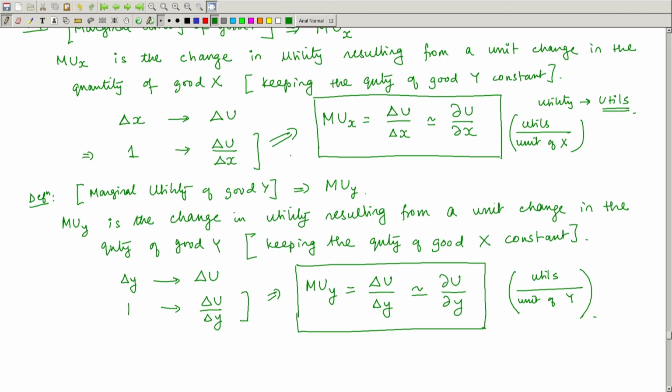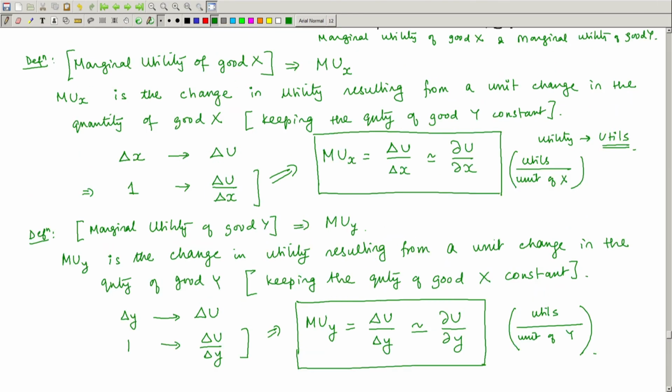So, there are two very important definitions which are listed here. I will give you examples and we will compute mux and muy, but we will do that a little later. But for the moment, keep in mind that to derive the slope of an indifference curve at a point, I need to define these two terms mux and muy. These are two very important marginal terms. Marginal utility of good x talks about a change in utility resulting from a unit change in x, keeping y constant, and marginal utility of y talks about the change in utility resulting from a unit change in y, keeping the quantity of good x constant.